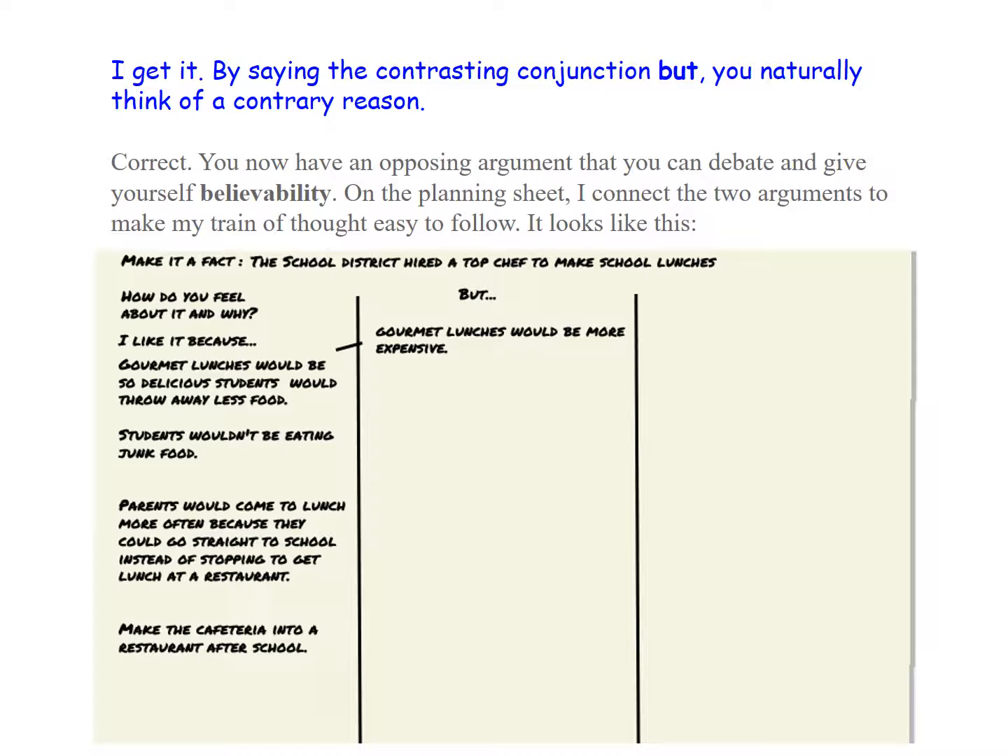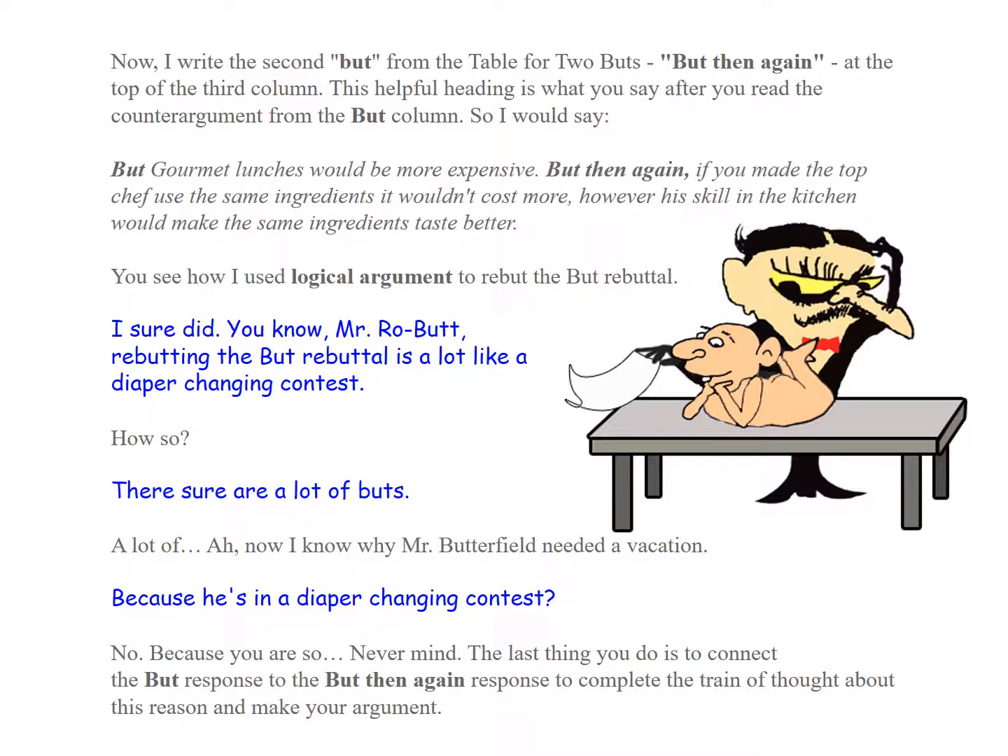I get it. By saying the contrasting word, you naturally think of a contrary reason. You now have an opposing argument that you can debate and give yourself believability. On the planning sheet, I connect the two arguments to make my train of thought easy to follow. It looks like this. Now, from the table of two buts, I write "But then again" at the top of the third column.